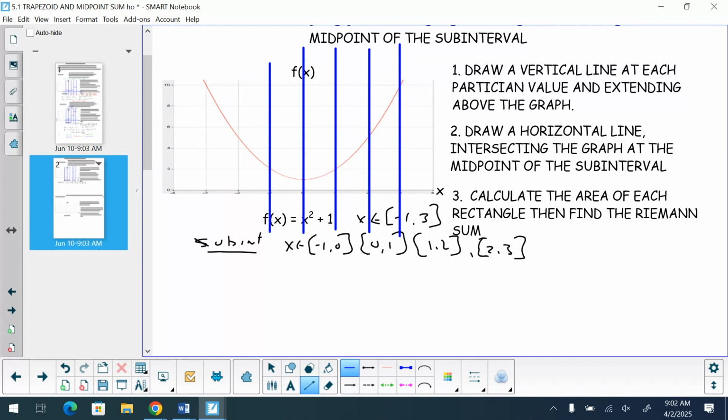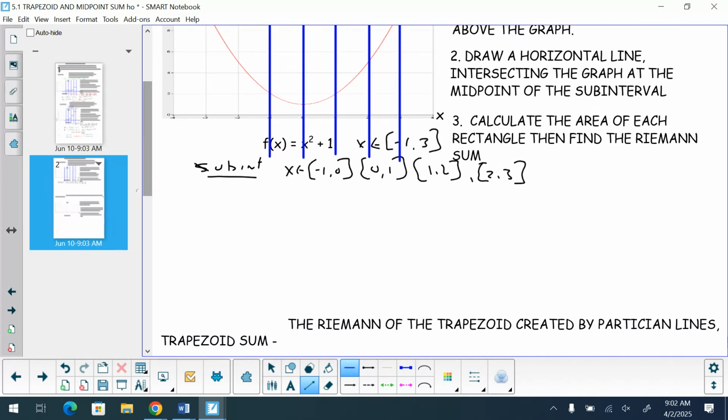But now what we're going to utilize is the midpoint, which is -0.5, 0.5, 1.5, and 2.5. So at the midpoint of our subintervals, we're going to draw our horizontal lines.